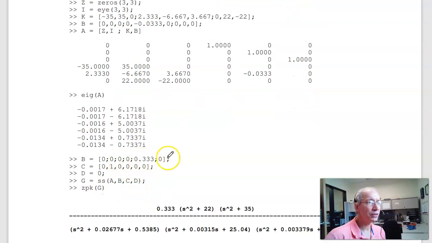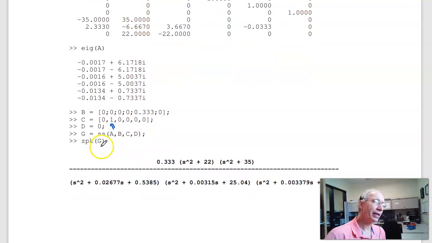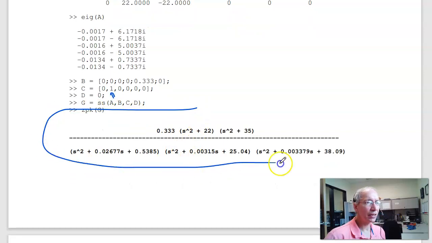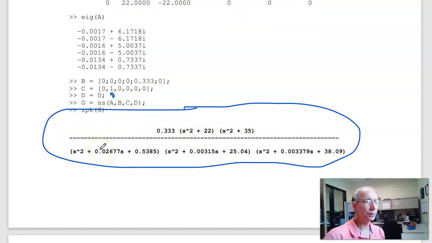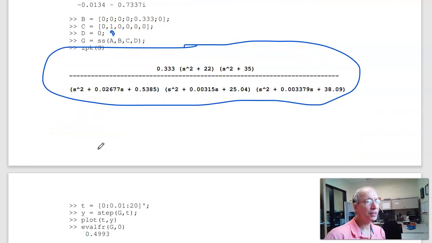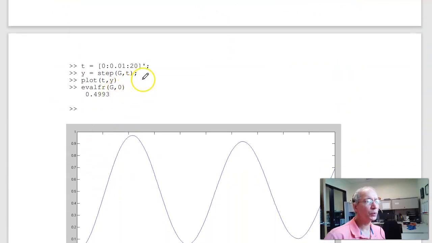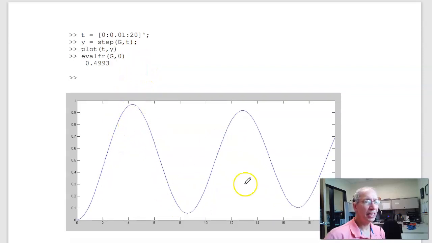Input the B matrix. The C matrix, I'm pulling up the second state, that's x2. D is 0. Throw it in MATLAB in state space form. Now find the transfer function, and voila! That's the transfer function from force to x2. I can plot the step response in MATLAB. Let's go to 20 seconds. Y is the step response plotted, and that's what I get.